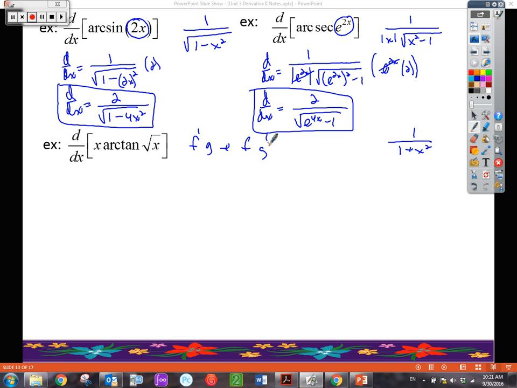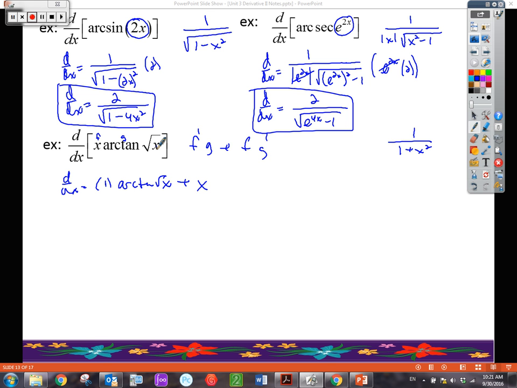Okay. So let's do that derivative. So this would be f, and this would be g. So we take the derivative of f, which is x. Derivative of x is 1. Then we copy and paste g. So 1 arctangent square root of x plus. Let's work on the second part. We're supposed to copy and paste f, which happens to be x. So write down x. And then take the derivative of g.